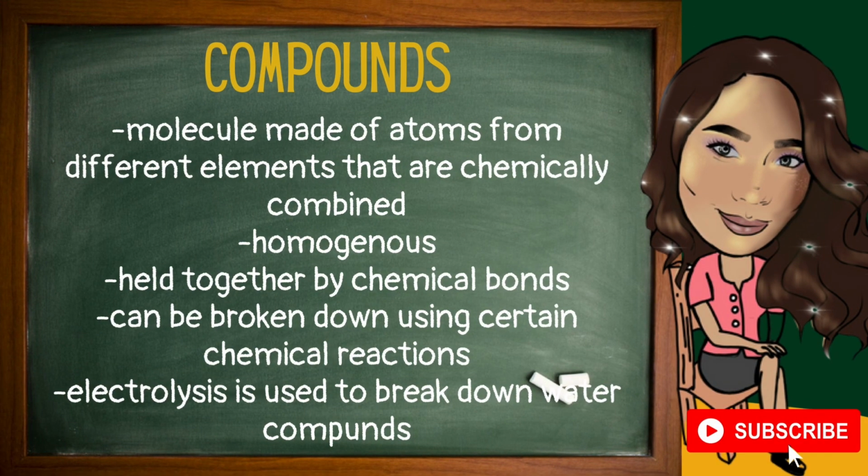So compounds are homogeneous. They are held together by chemical bonds. They can be broken down using certain chemical reactions, and electrolysis is used to break down water compounds.